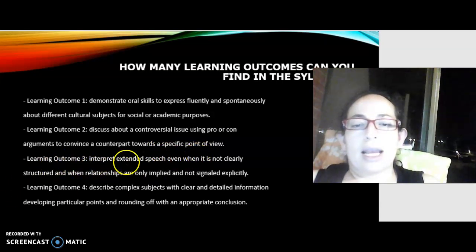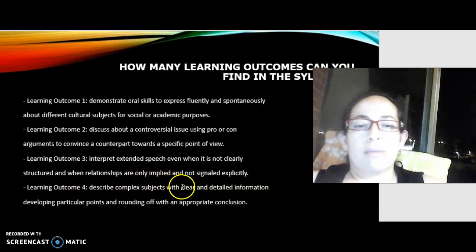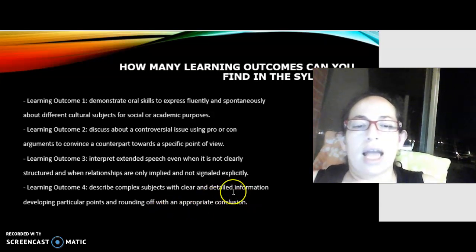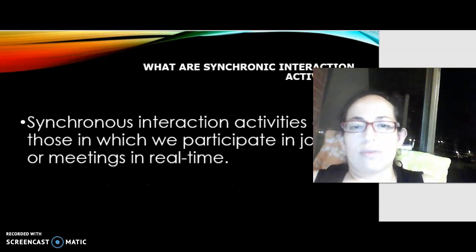Learning outcome 3, interpret a speech even when it is not clearly structured and when relationships are only implied and not signaled specifically. Learning outcome 4, describe complex subjects with clear and detailed information, developing particular points and rounding off with appropriate conclusions.